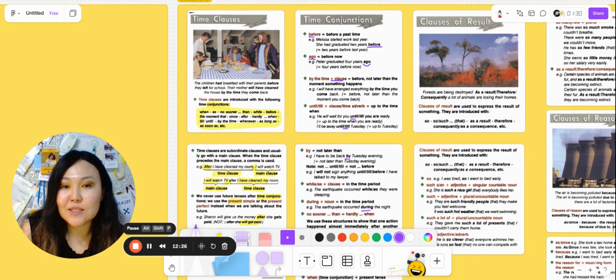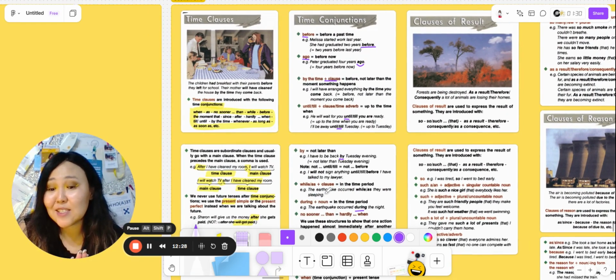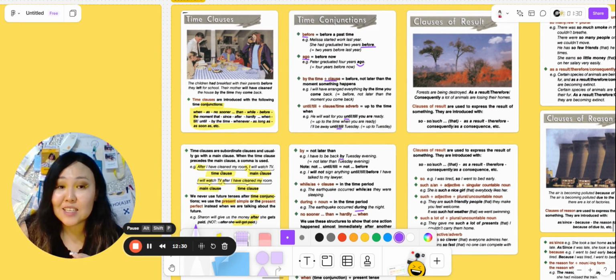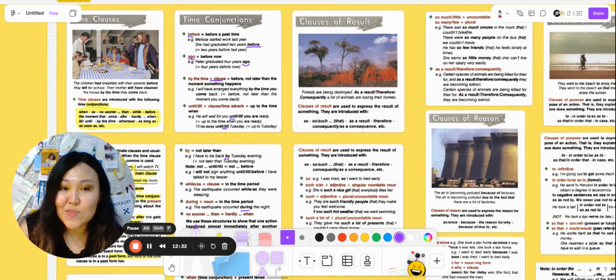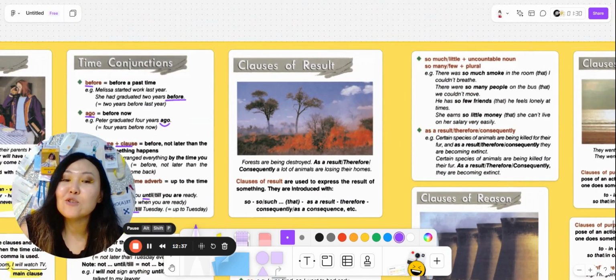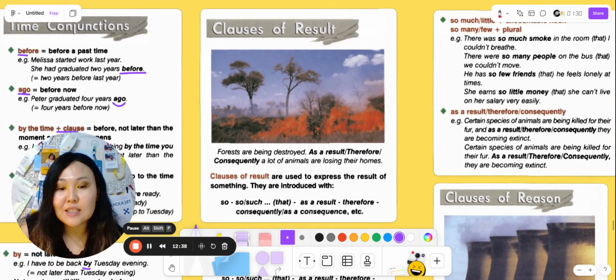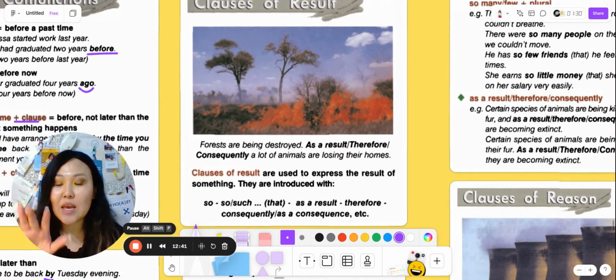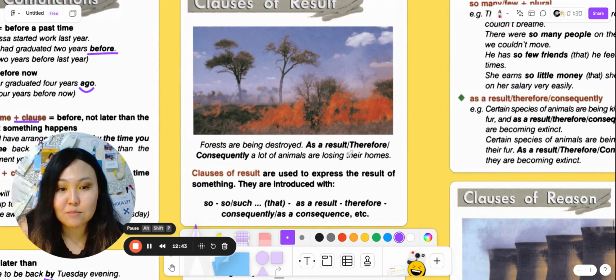This was about the time clause. And as I've said before, this lesson is long. That's why be patient, because we are going to talk about clauses of result. So actually, the name says it for itself. Here we have an example, and not to waste your time, we are going straight to the rules.